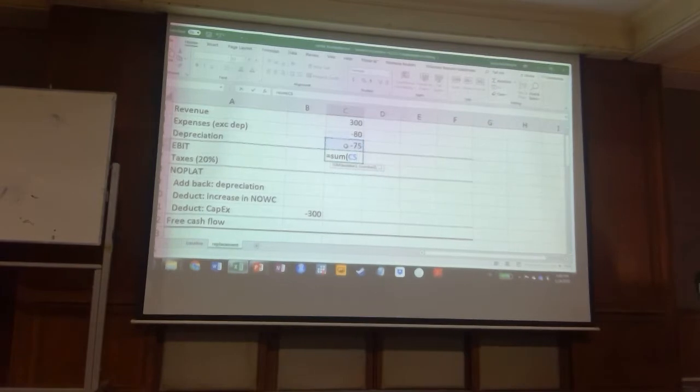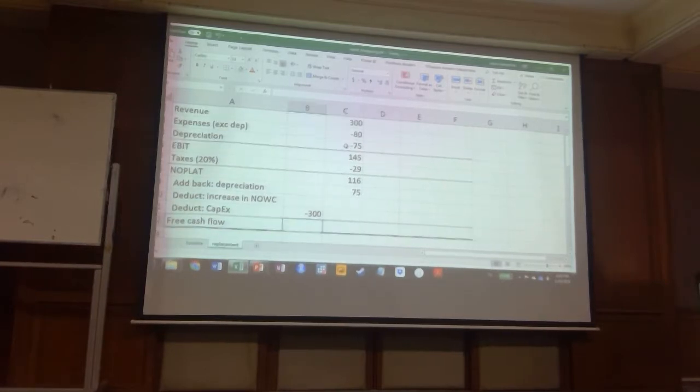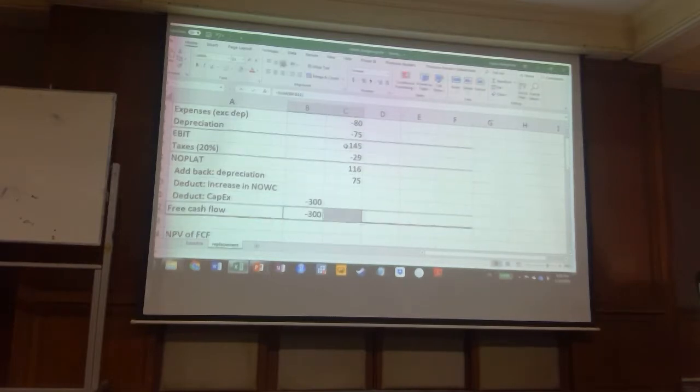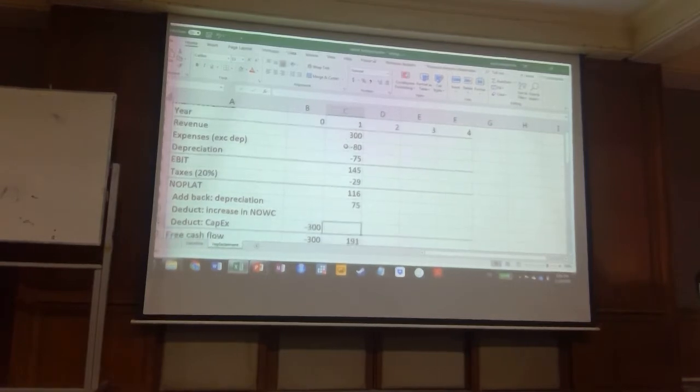Add up the costs and revenues, we have EBIT of 145. You pay tax 20% based on 145, 29. So our NOPAT is 116. Depreciation we add back of 75. No change in working cap, this line we ignore. So we can calculate the free cash flow of this option. Okay.